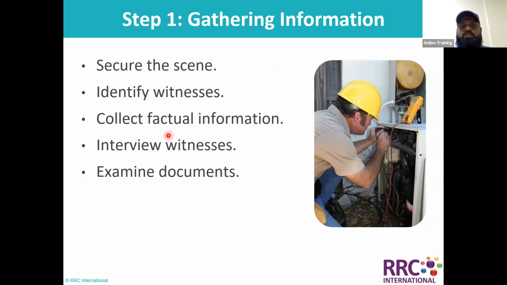Then collect the factual information, try to identify, try to collect the things, take pictures. Okay, then interview the witness. You can also make some kind of sketch of the area immediately if you reach over there. Sketch would be just like this.